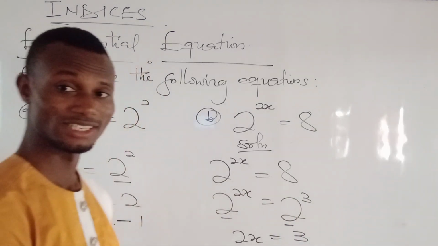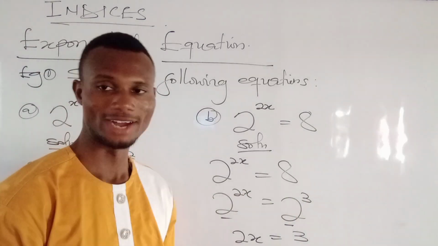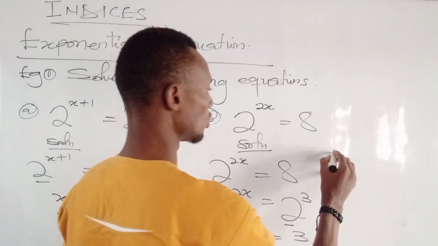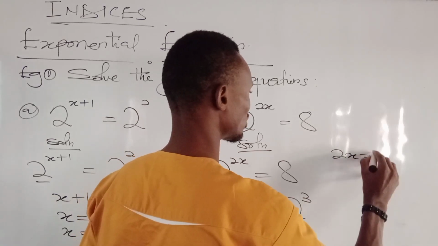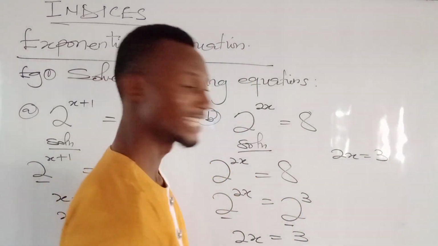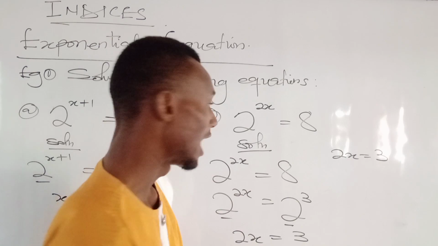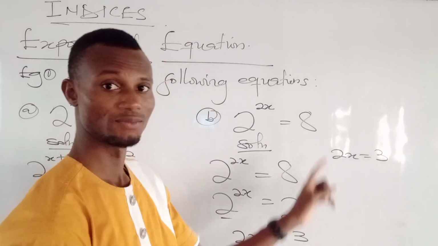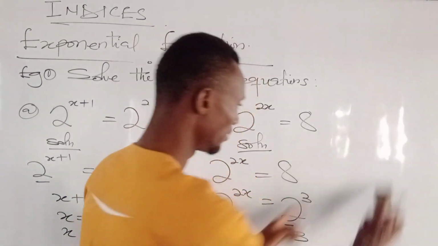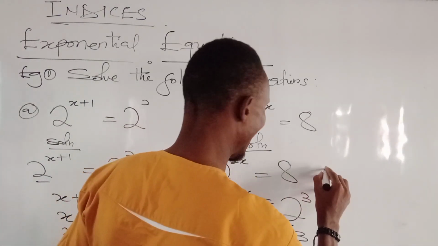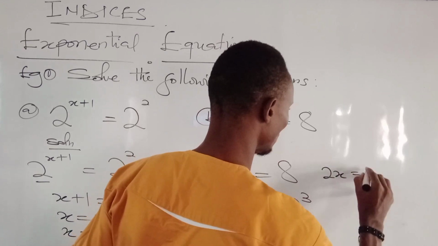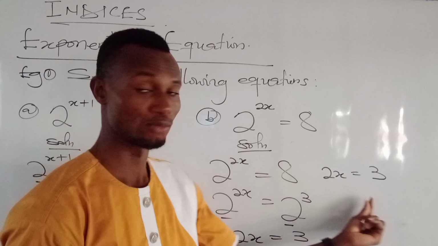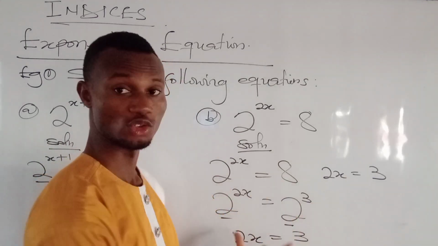Now this is very simple to solve. You just solve for your value of s in this equation. So let me continue from here. I have 2s equals 3. To get my value for s, I just have to divide through by the coefficient of s, which is the 2. So 2s equals 3, this is a continuation. Now we need to solve for s.